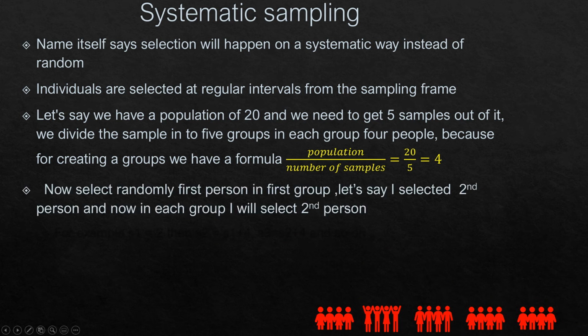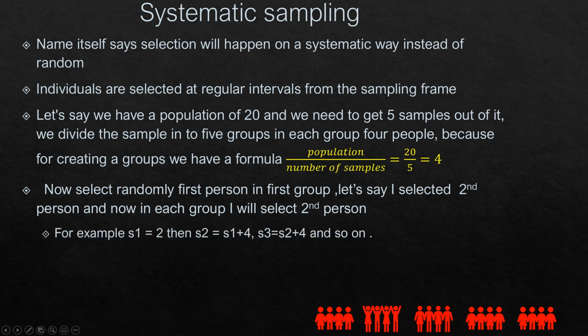Now select randomly the first person in the first group. Let's say I selected the second person. As it is very systematic, the very first time in the first group I'll randomly select a person out of 1 to 4. From the second time onwards, systematically in each group I'll select the same person, which means if I select the second person in the first group, in each and every group I select only the second person. For example, if S1 equals 2, in group 1 I selected the second person.